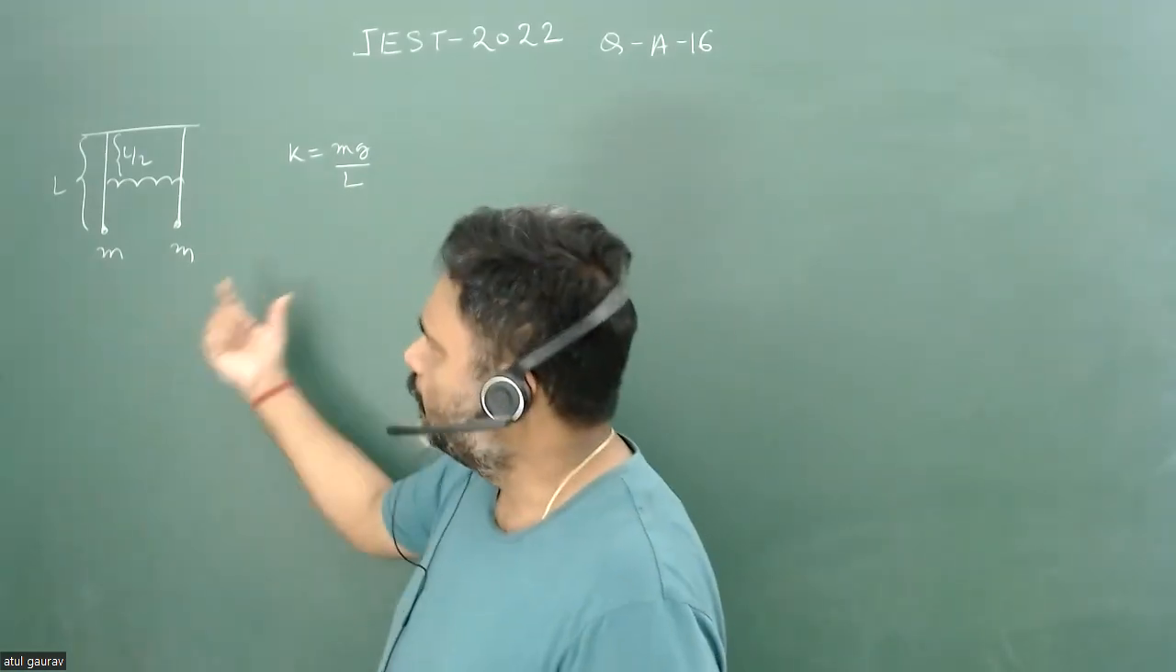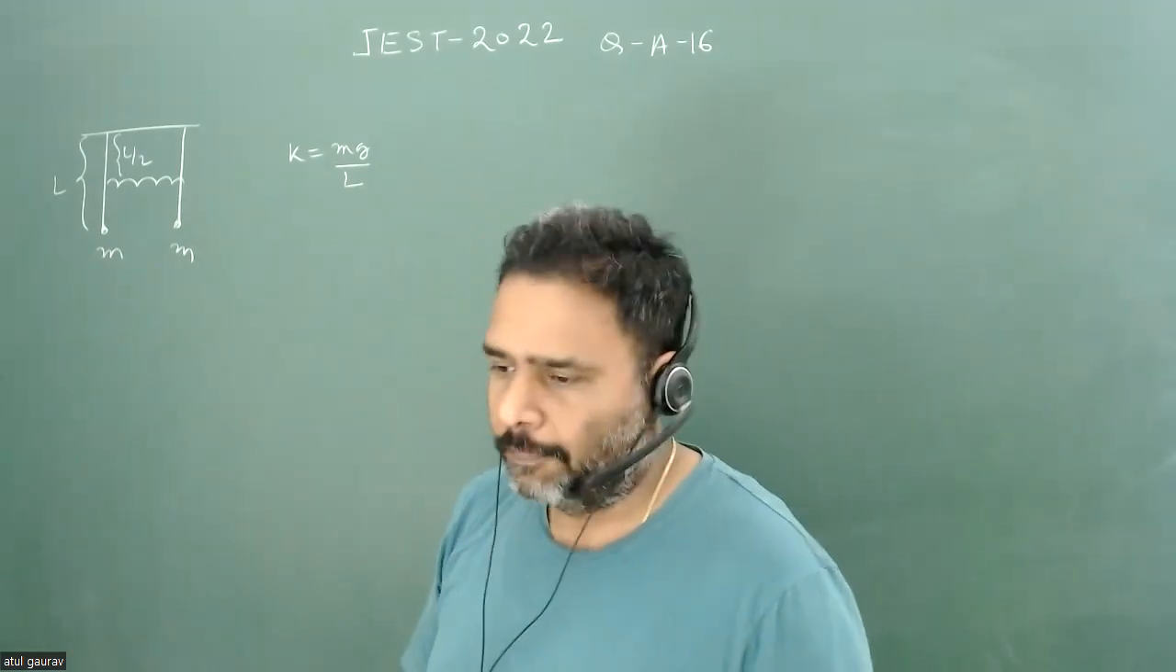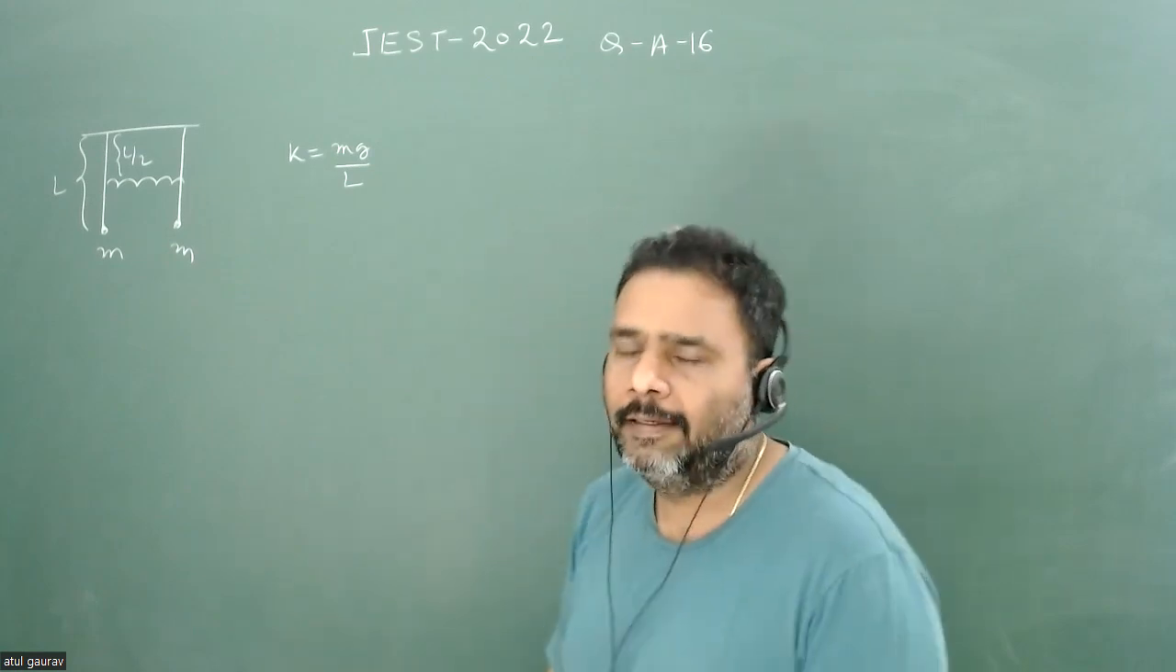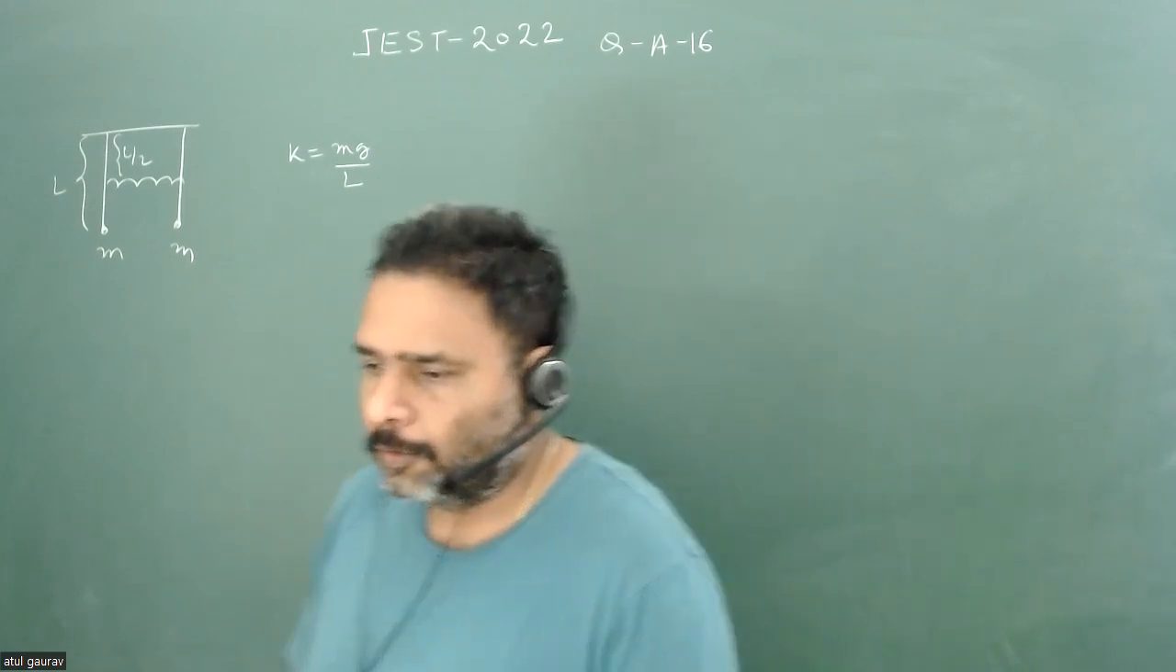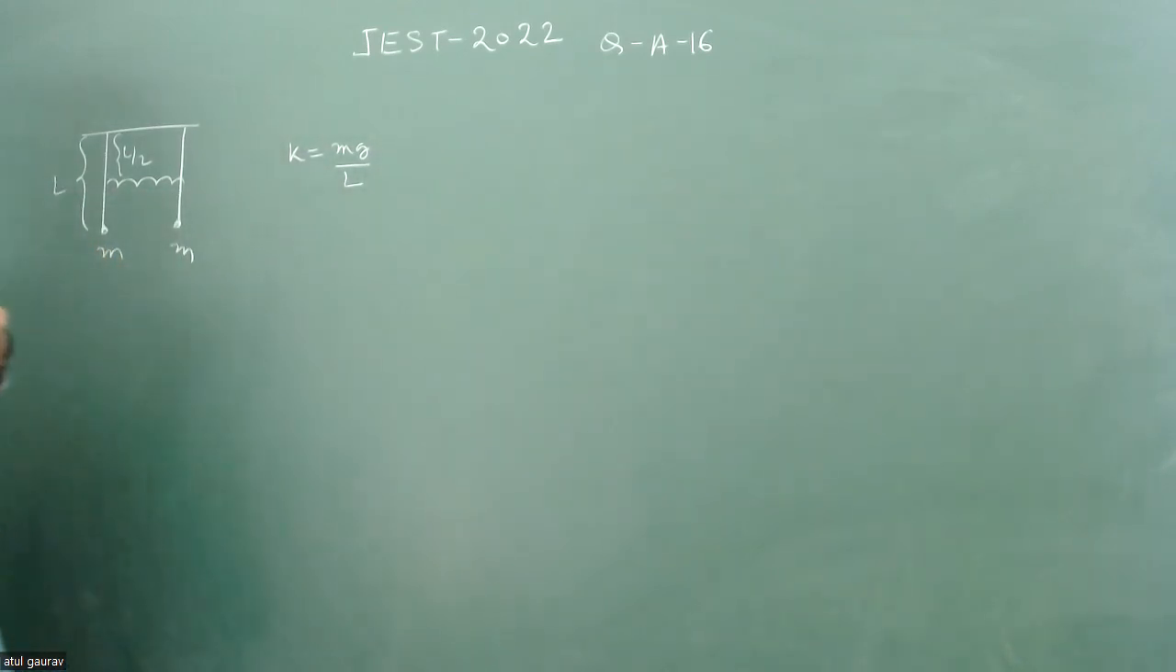And for the small oscillation, we have to calculate the angular frequencies and finally find the ratio between the higher angular frequency and the lower one. So let's try to solve this one.